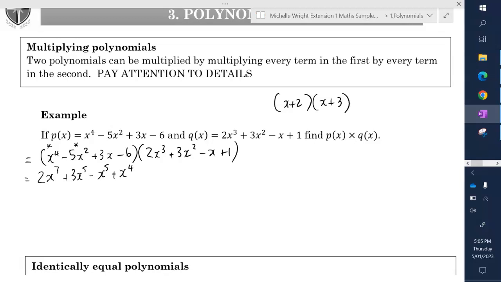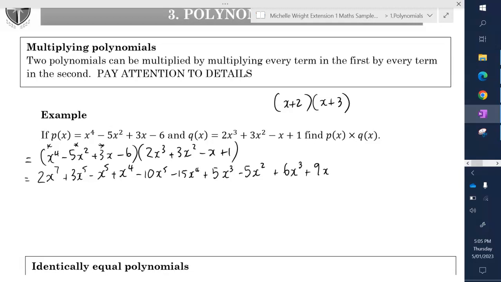Now I'm going to multiply minus 5x squared by each of these. We get minus 10x to the 5, minus 15x to the 4th, plus 5x cubed, minus 5x squared. Now 3x times each of this second bracket. X cubed plus 9x.